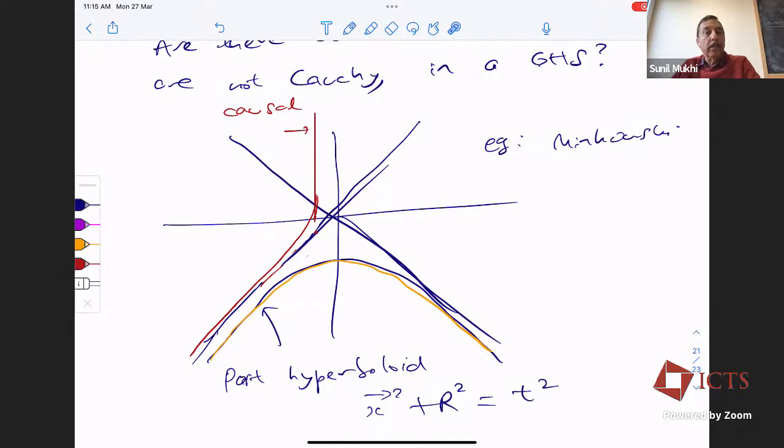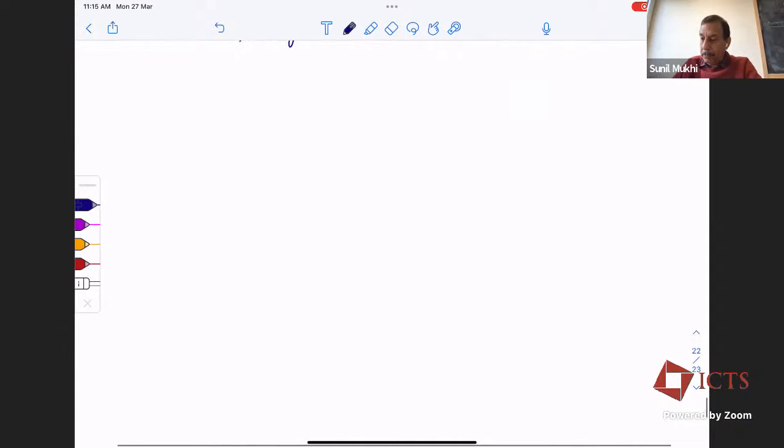So the yellow curve isn't a Cauchy hypersurface because the red curve is an inextendable causal curve and it's not intersecting this one. Okay, so that's my example, which shows why the inextendable curve intersecting the surface is an important requirement to be Cauchy. So S is not Cauchy, this S. Okay, so that's an example. Good.